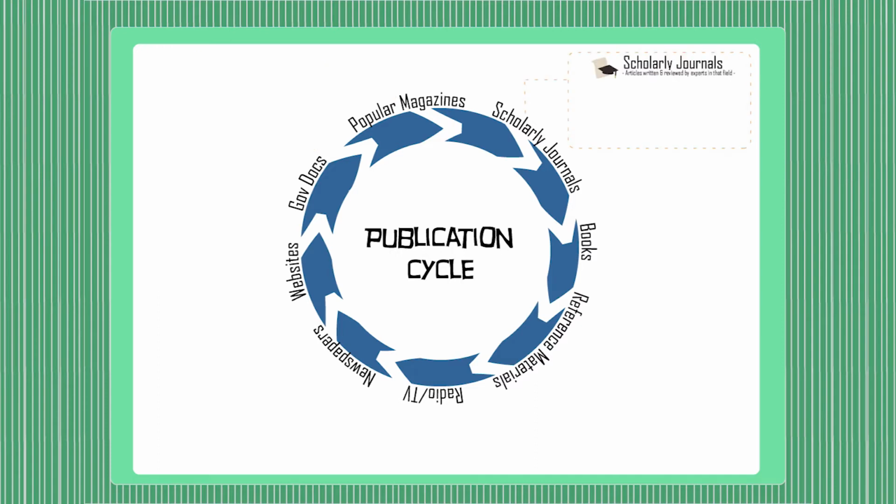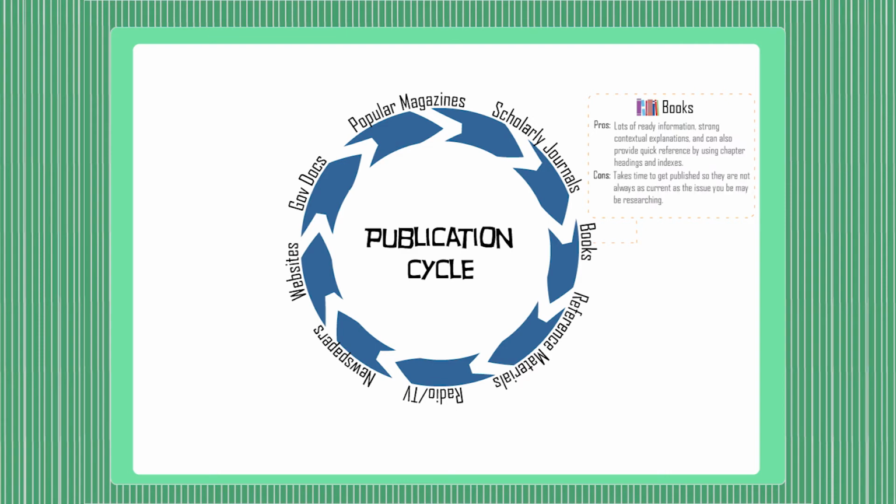Scholarly journals. Usually has the word journal in the title. Pros. In-depth research from peer-reviewed sources. Serious research done by experts in the field. Cons. It might be too specific and jargon-filled to understand without basic, preliminary research. Books. Pros. Lots of ready information, strong contextual explanations, and can also provide quick reference by using chapter headings and indexes. Cons. Takes time to get published, so they're not always as current as the issue you may be researching.